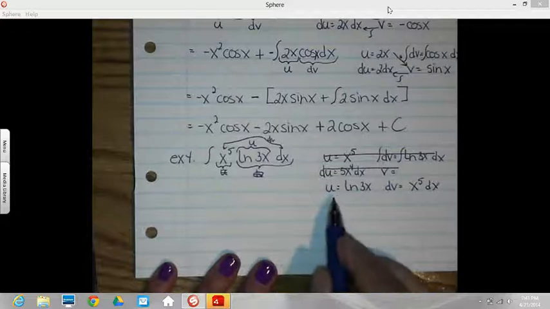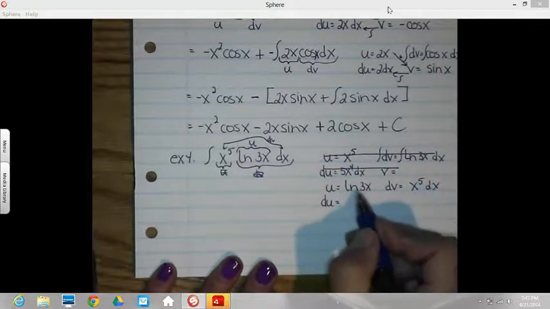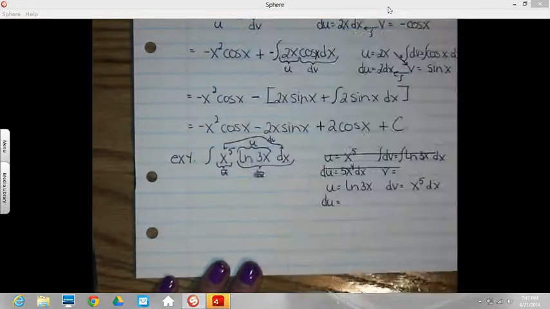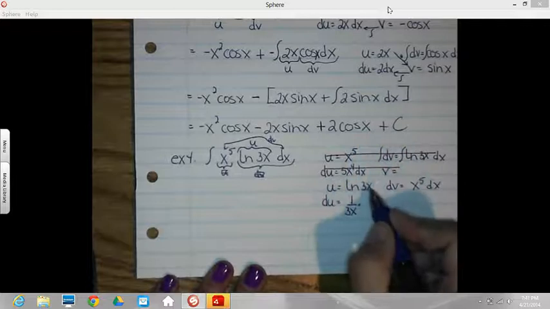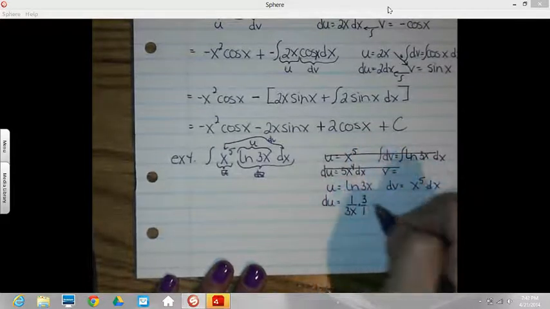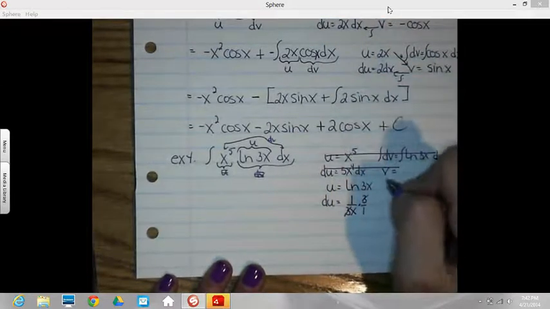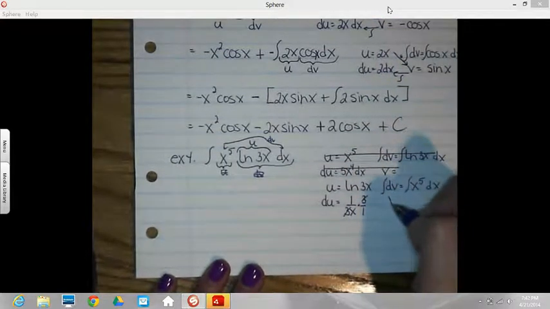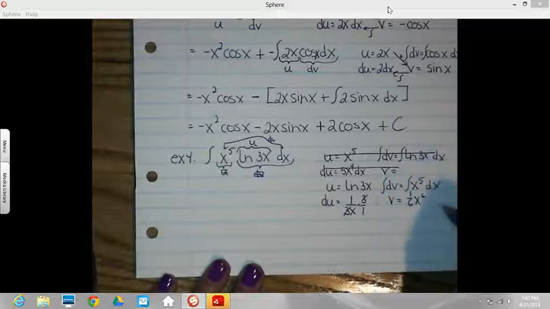Still same process. I got to do derivative here. Derivative of natural log, if you remember, derivative of a natural log of u is 1 over u times the u prime. So that would be 1 over 3x times the derivative of 3x, which is a 3. The 3's are going to cancel. We're going to be left with 1 over x. Here I'm going to integrate. I've got x to the 5th. That's just a straightforward power rule. So that means v, add 1, I'll get x to the 6th times 1/6, plus c I don't need.